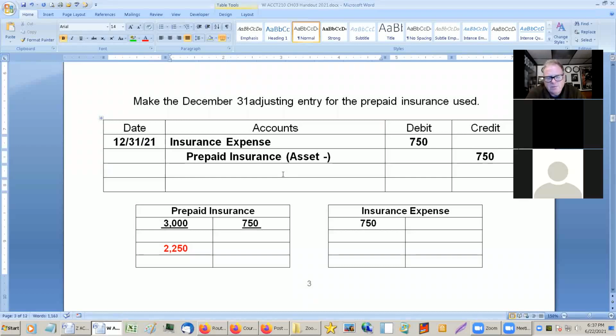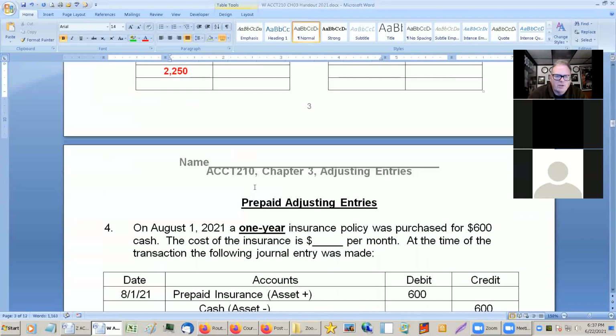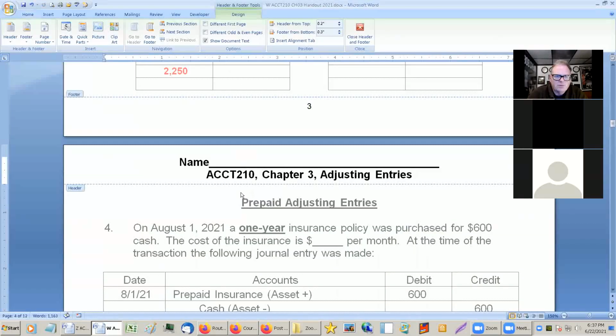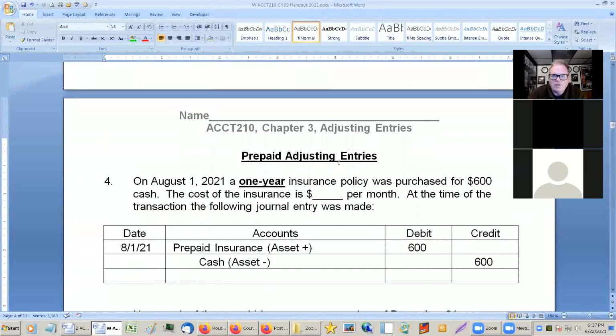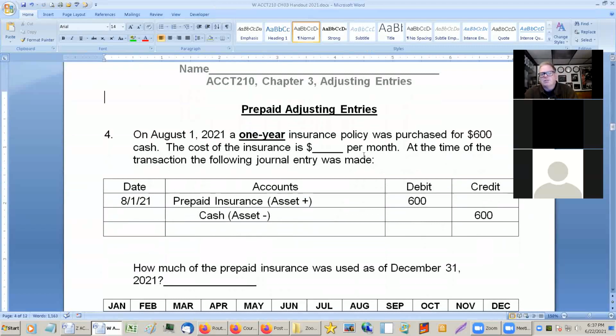Question on that? Okay. I know what students like more than 2 adjusting entries for insurance policies. They like 3 of them. So number 4, don't tell you anything.